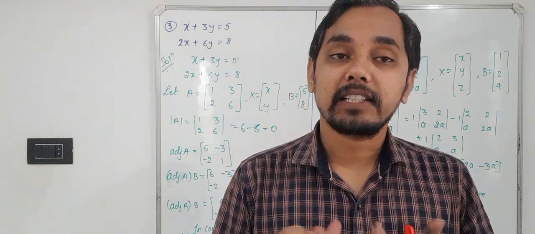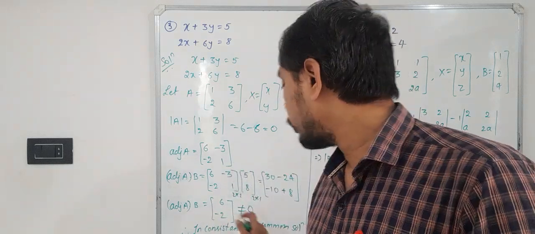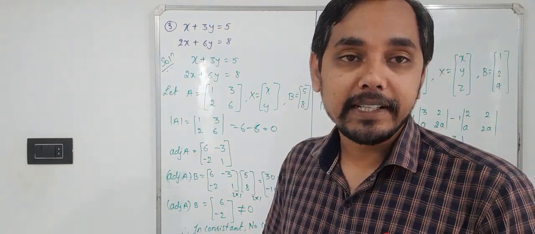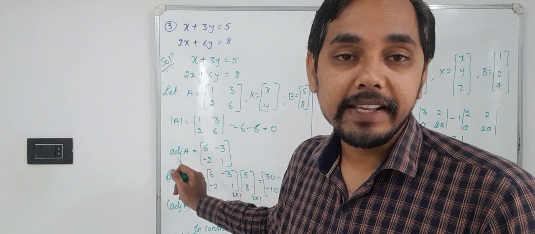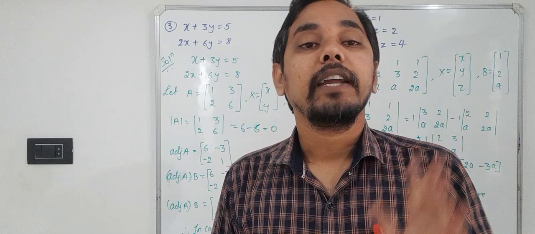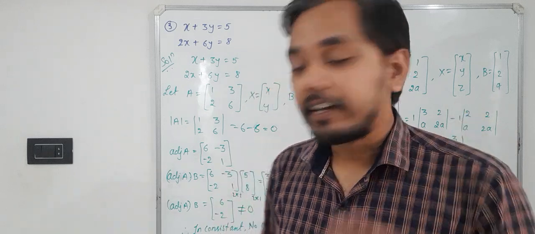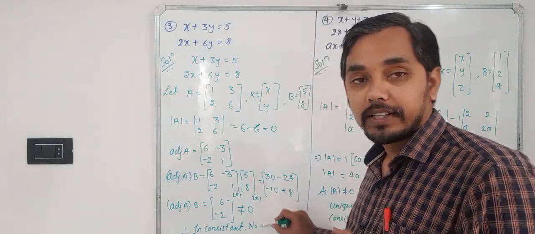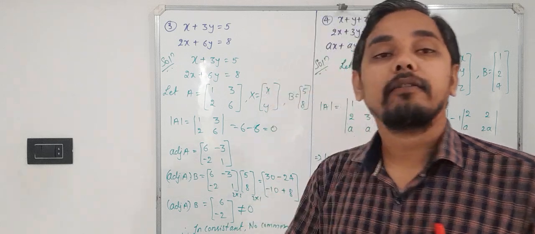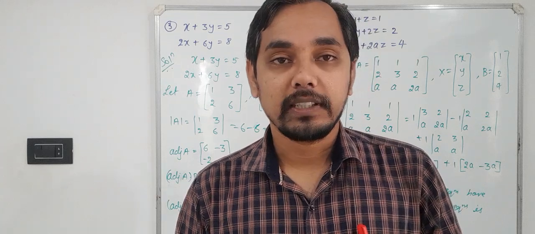We can say that the system is consistent confidently when determinant A is not equal to 0. We can say that the system of equations is inconsistent confidently when adjoint A into B is not equal to 0. And when are we calculating adjoint A into B? We calculate it if determinant A is equal to 0. If determinant A is not equal to 0, directly you write it as a consistent system. If determinant A is equal to 0, then check adjoint A into B. If adjoint A into B is not equal to 0, then the system is inconsistent, confidently we can say that. If it is equal to 0, then we cannot say anything about the consistency of the system, right? So this is the concept over here.